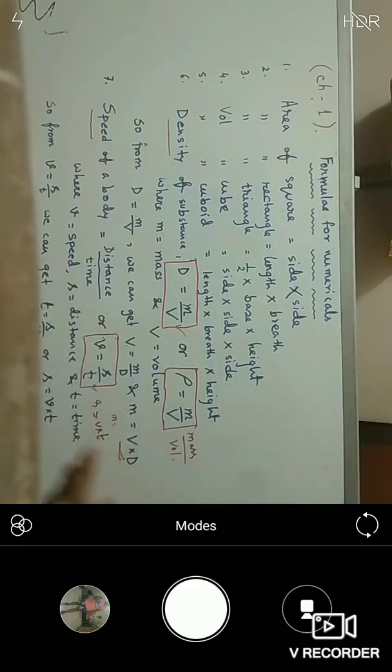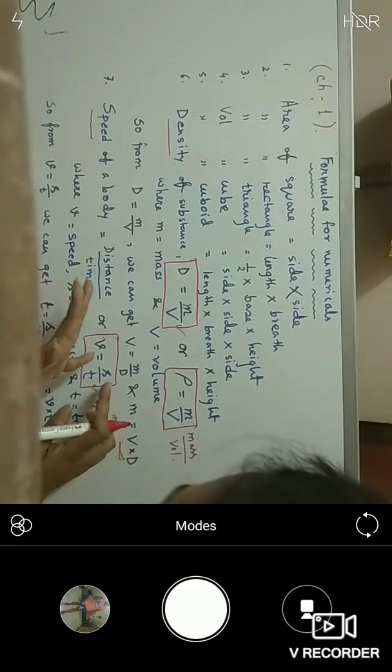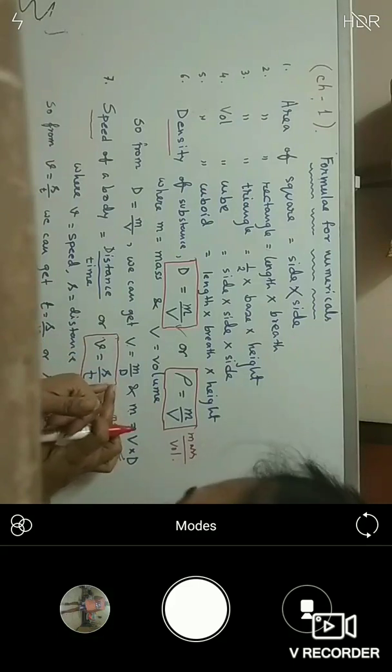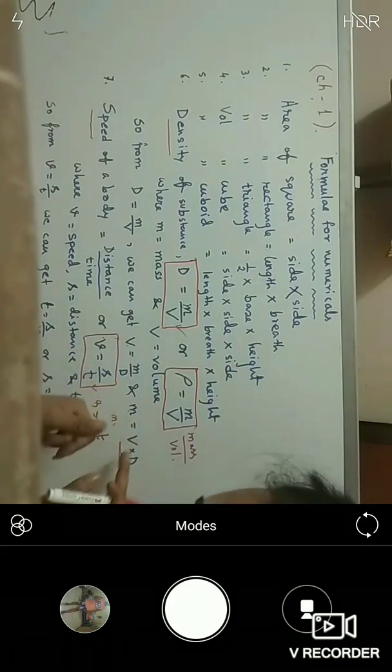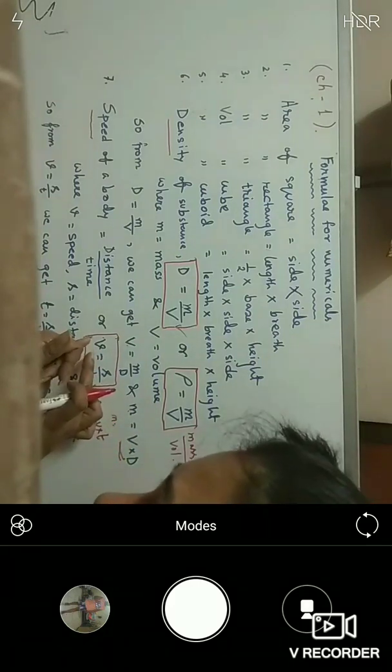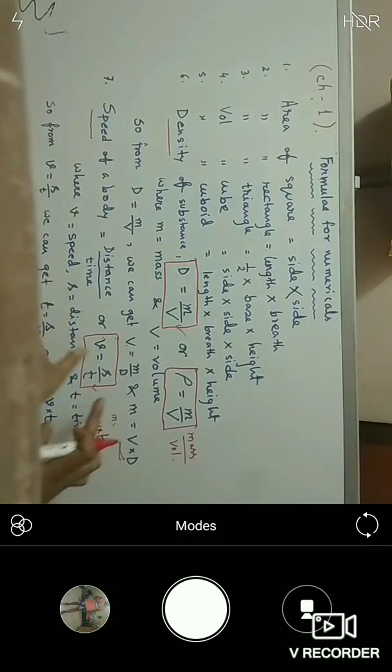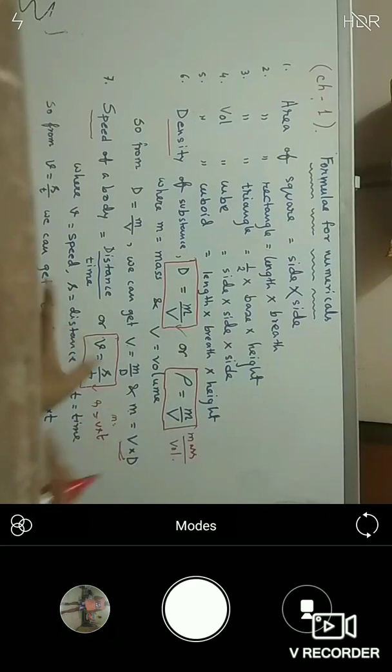For example, in a question the distance traveled s is given and time is given. You have to find out v. In some questions you will get v given, the speed of the object given, and time given.